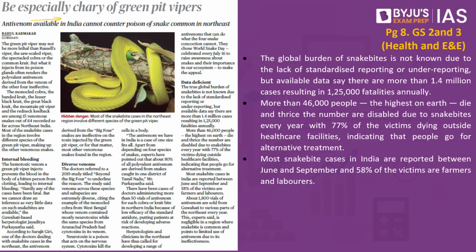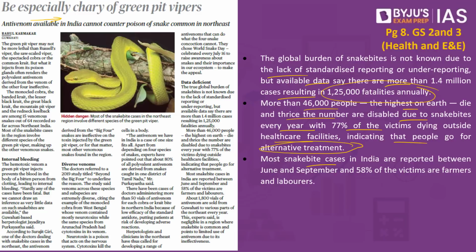If you look into the statistics, the global burden of snake bites is not known due to the lack of standardized reporting or underreporting, but available data say there are more than 1.4 million cases, resulting in 1,25,000 fatalities annually. More than 46,000 people, the highest on earth, die, and thrice the number are disabled due to snake bites every year, with 77% of the victims dying outside the healthcare facilities, indicating that people go for alternative treatment.